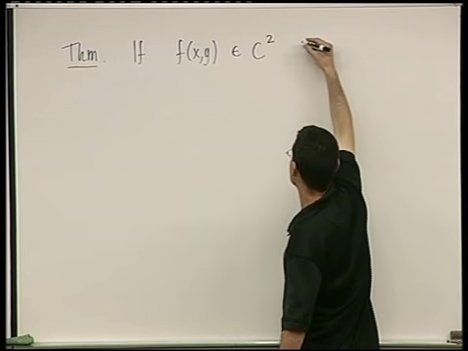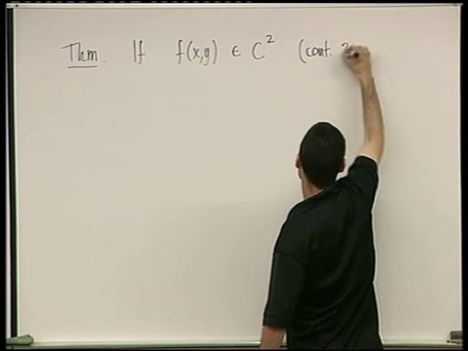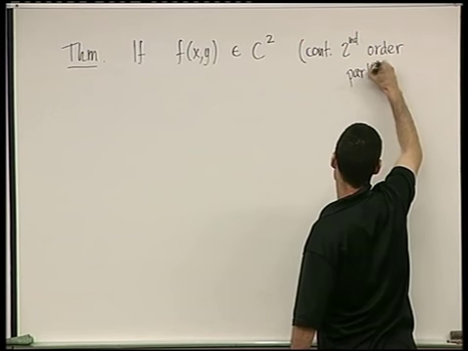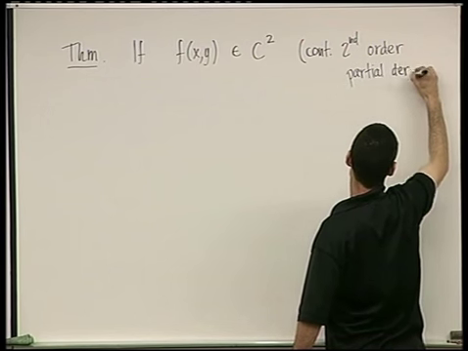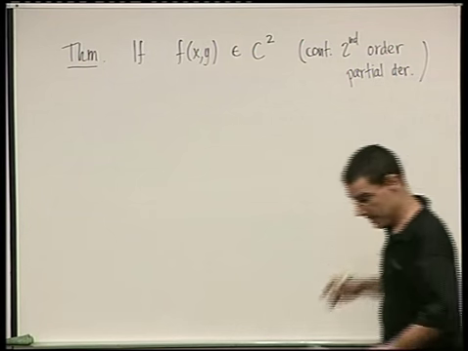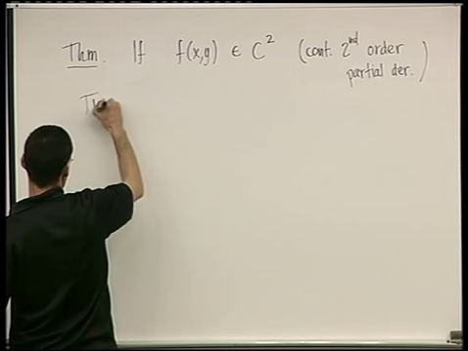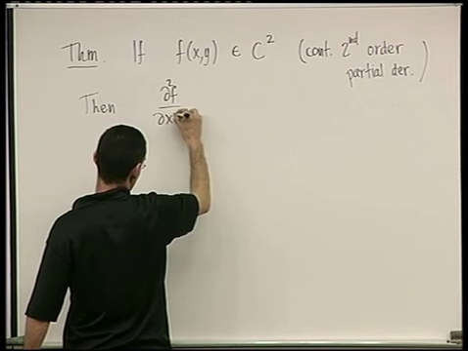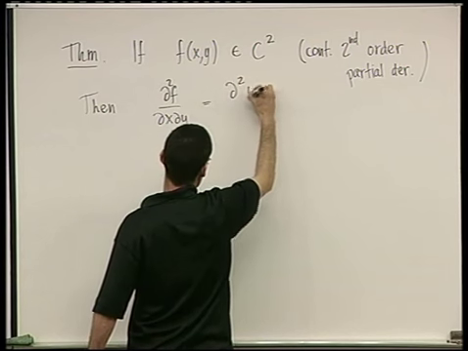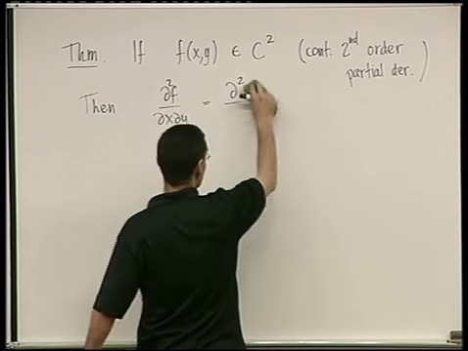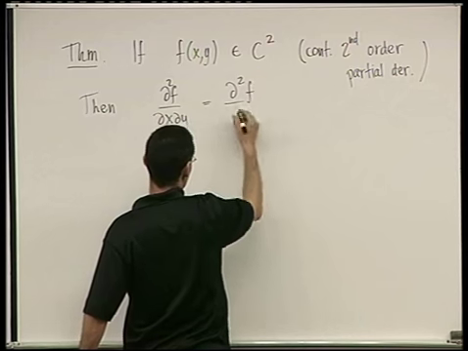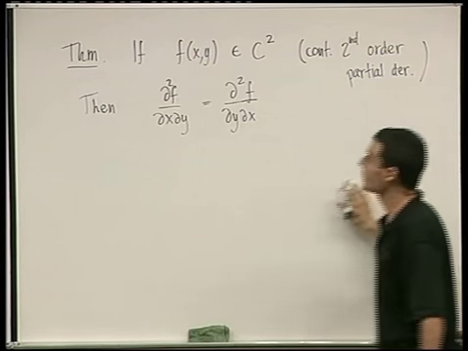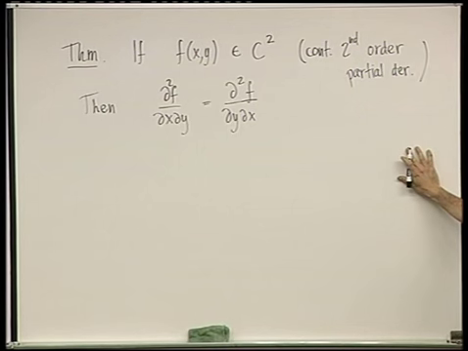C2 means continuous second order partial derivatives. Okay? That's the assumption. Then the derivative of f with respect to x and y is the same, whether you first take the derivative with respect to x and then with respect to y, or vice versa. So the mixed partials are equal.